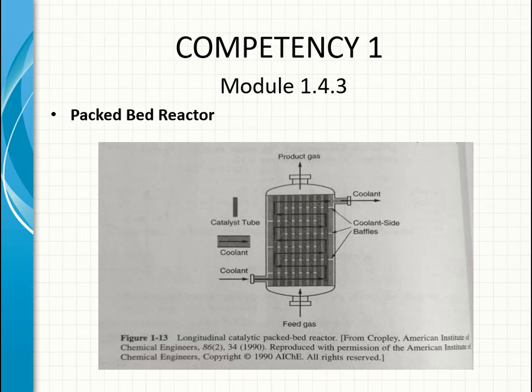So here we have a packed bed reactor. We are feeding the reactants in gas phase at the bottom of the reactor, and the product is coming out at the top of the reactor. Inside the reactor, we have all these pipes in which inside of them is the catalyst.